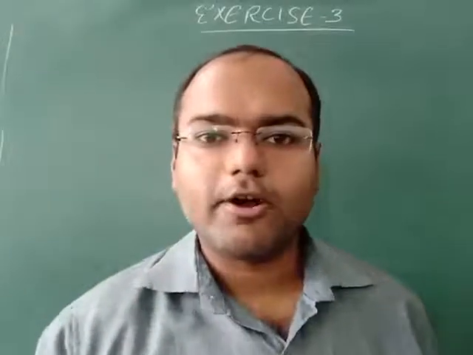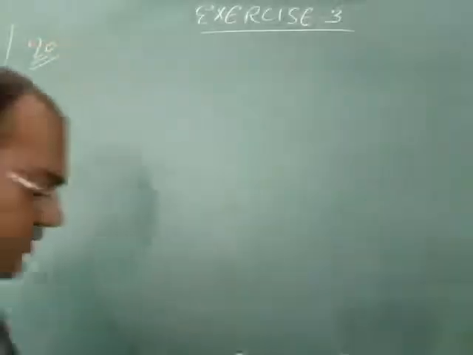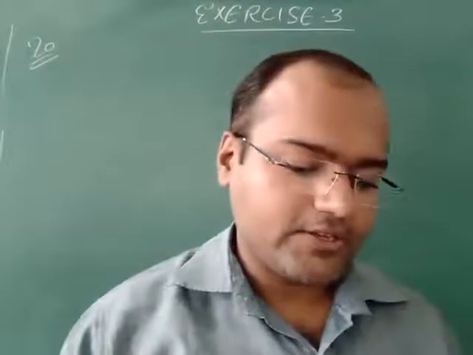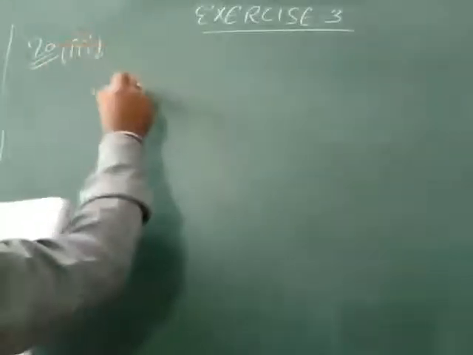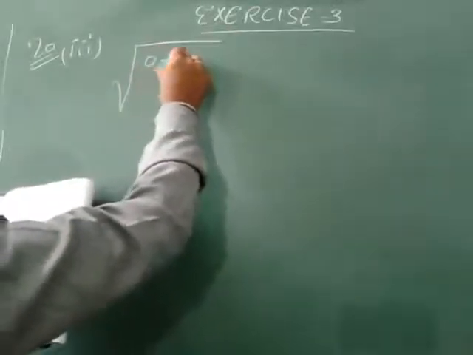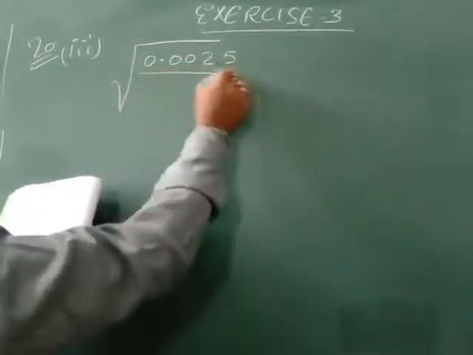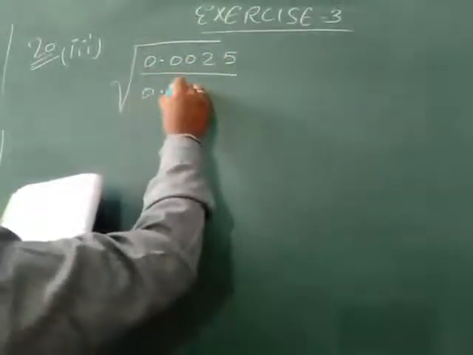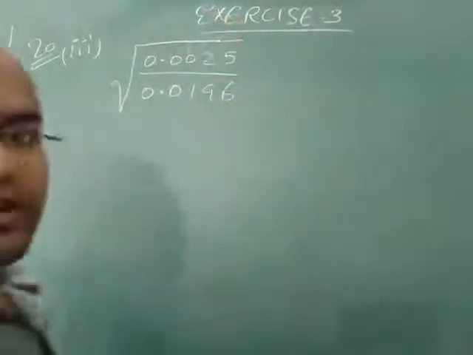Now come to question number 20. Find the value of each. You have to find the value. Third part, all of you see: square root of 0.0025 upon 0.0196. This is the question.